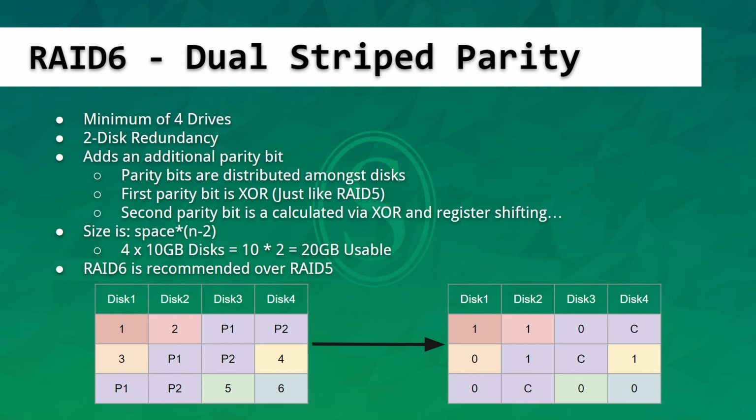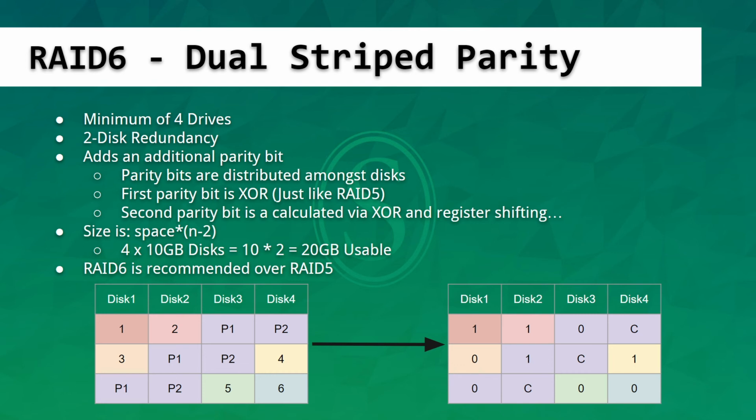We add a disk redundancy, so 2 disk redundancy, and then we add an additional parity bit. We still use the original parity bits idea from the previous. We distribute it amongst the disks, so every third and fourth disk will be parity, sort of staggered parity, like this. So disk 1, disk 2, this will be the parity bit 1 from disk 1 and disk 2, and the second parity bit from disk 1 and disk 2, and then we'll see 3, and it'll just be staggered the same way. We use the first parity bit as just the XOR, just like RAID 5.